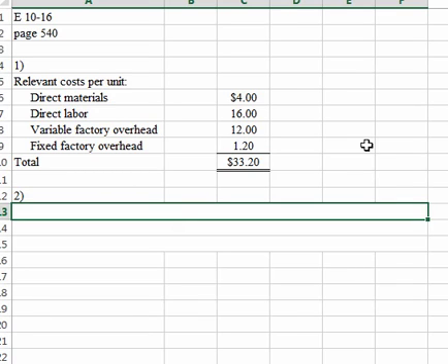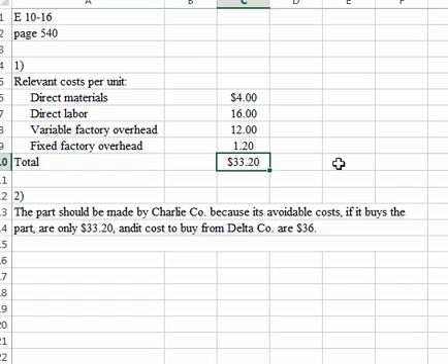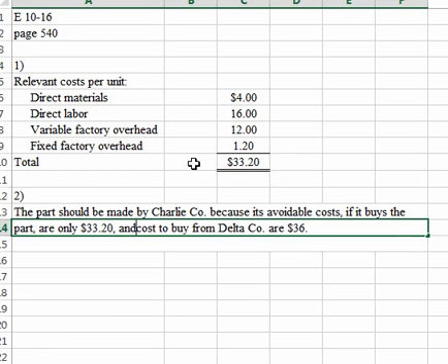So number 2 asks what decisions should Charlie make? Easy for me to say. Okay, so what are we trying to say here? Well, the cost that could be avoided if we bought the part from Delta Company are $33.20. But to buy it from Delta Company, we'd have to pay $36. So the part should be made by Charlie because its avoidable costs, if it buys a part, are only $33.20, and its cost to buy from Delta are $36. Let me correct that.